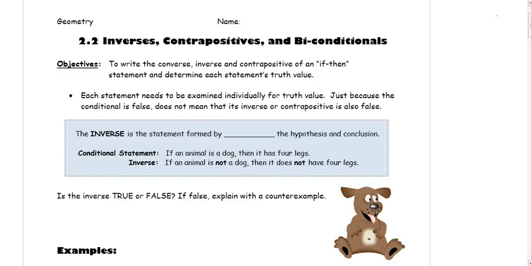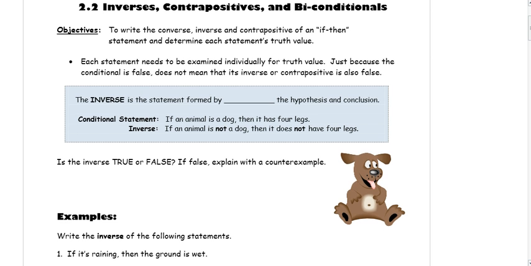Alrighty, what we're going to look at today are the inverses, contrapositive, and biconditionals. These all come straight from our original if-then or conditional statement, kind of like what we looked at with the converses yesterday, just extending a little bit beyond that. So when we look at this, each statement needs to be examined individually for truth value. Just because the conditional is false does not mean that its inverse or contrapositive is also false. So you have to look at each one of them differently and make sure you know before you write something down.